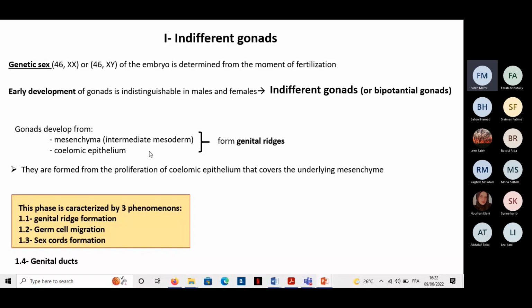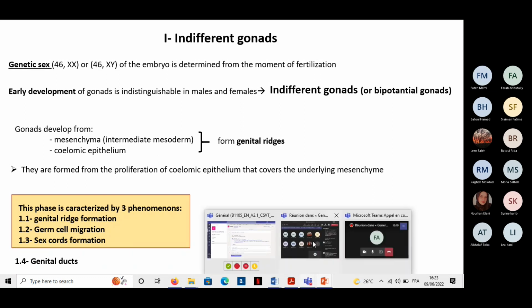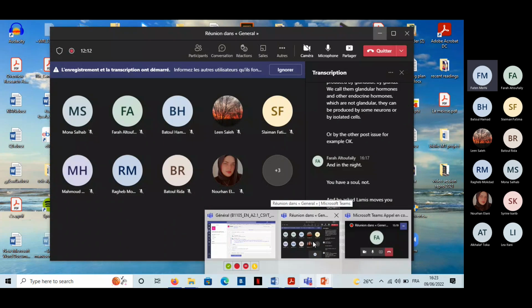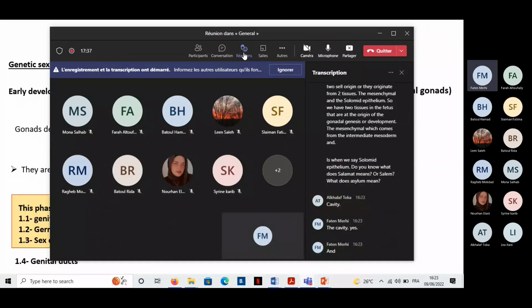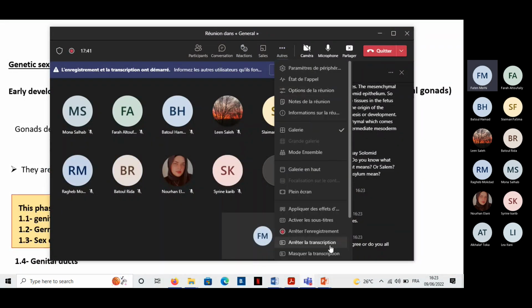I'll start to give details about each idea. But when we say coelomic epithelium, do you know what coelomic means, or coelom? What does a coelom mean? Cavity. A cavity, yes. Do you all agree, or do you all know this or not?